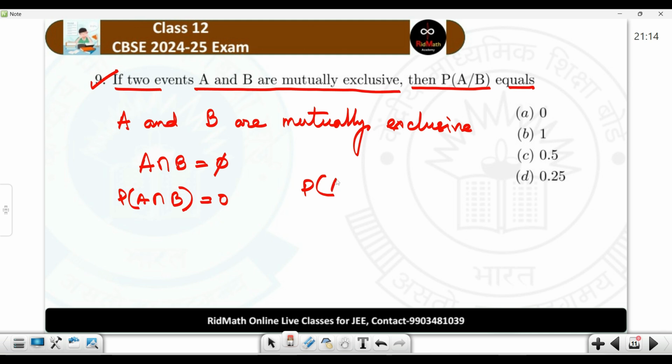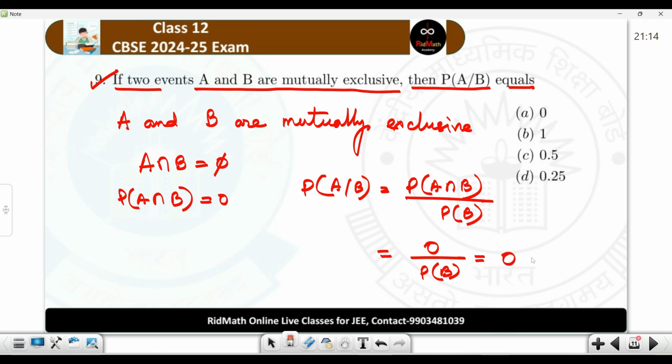So P of A given B will be P of A intersection B divided by P of B. Whatever P of B is, this is 0 by P of B. This is equal to 0, as P of B is not equal to 0, because B is an event, so it must have a non-zero value. We have assumed that. So 0 is the answer. So option A is correct.